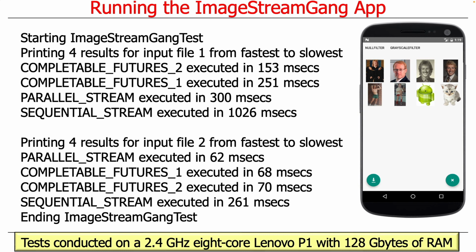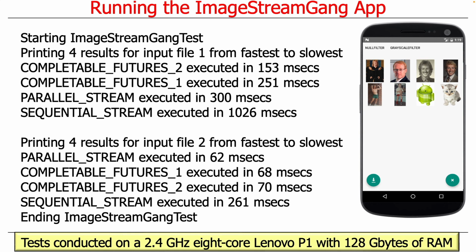And interestingly enough, the completable future versions are substantially faster than parallel streams for large images. And we'll talk a bit about that when we get to the completable futures part of the class. But in a nutshell, completable futures are a little harder to program, but as you can see here, sometimes that pays off because they can get better performance.